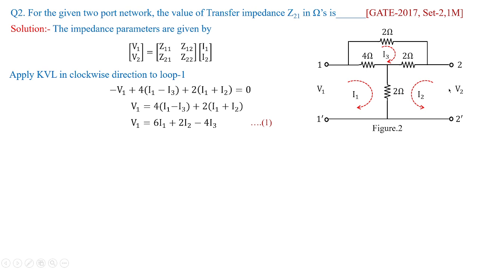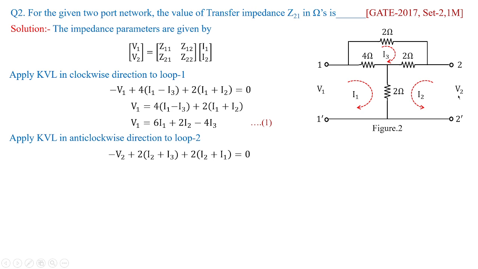Now assuming V2 to be at a higher potential, that is plus on this side and minus on the other side, and when I apply KVL in anti-clockwise direction, I'm going to get minus V2 plus, now you see I3 current and I2 current are superimposed over this 2 ohms. That's why it is 2(I2 plus I3). Again same condition over this particular branch, that is 2(I2 plus I1) equal to 0. With this you're going to get the value of V2, which is equal to 2I1 plus 4I2 plus 2I3.